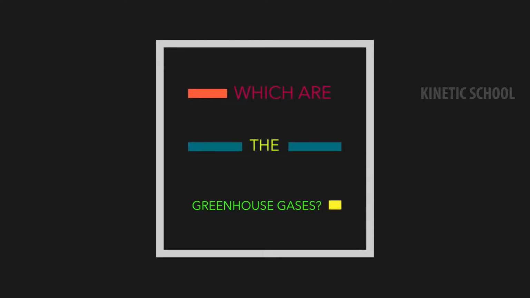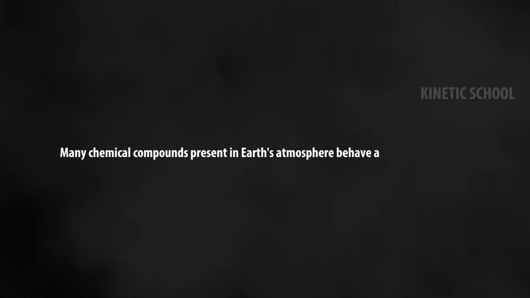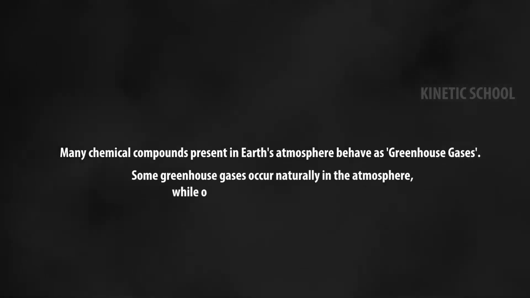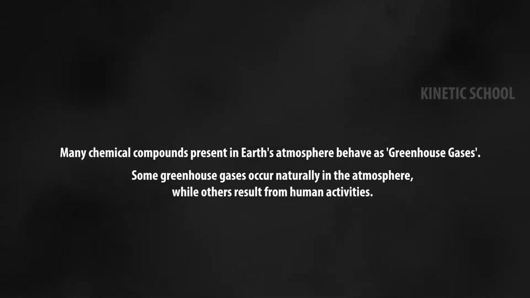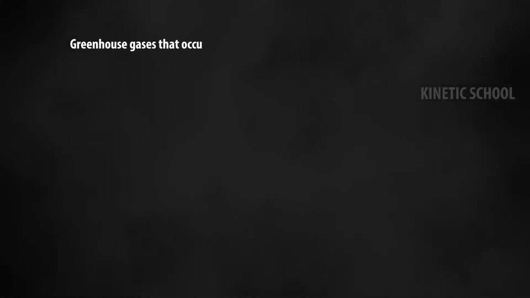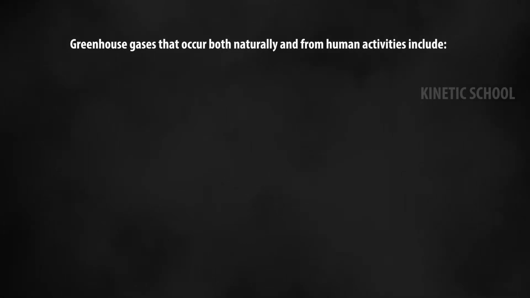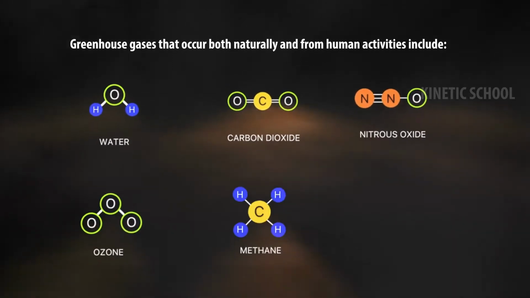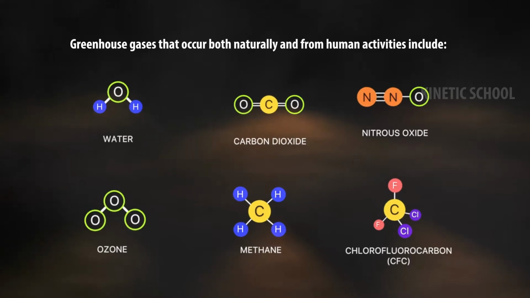Which are the greenhouse gases? Many chemical compounds present in Earth's atmosphere behave as greenhouse gases. Some greenhouse gases occur naturally in the atmosphere, while others result from human activities. Greenhouse gases that occur both naturally and from human activities include water, carbon dioxide, nitrous oxide, ozone, methane, chlorofluorocarbon or CFC.